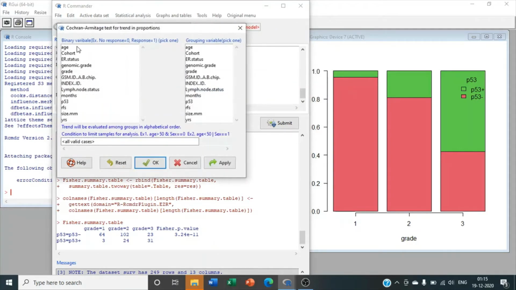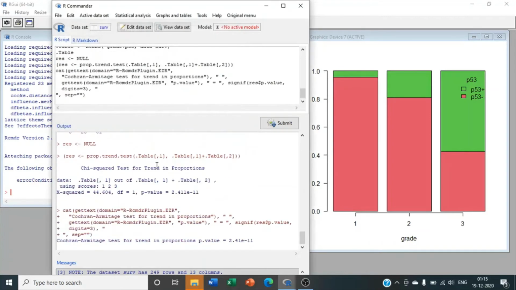So over here for the Cochran-Armitage test, you have a binary variable. P53 is binary, dichotomous, and the grouping variable is grade, and we check out whether there's a linear trend. We can see something of a linear trend. We can visualize that in the bar graph by the side. But let's see if we can actually justify the linear trend by the statistical test.